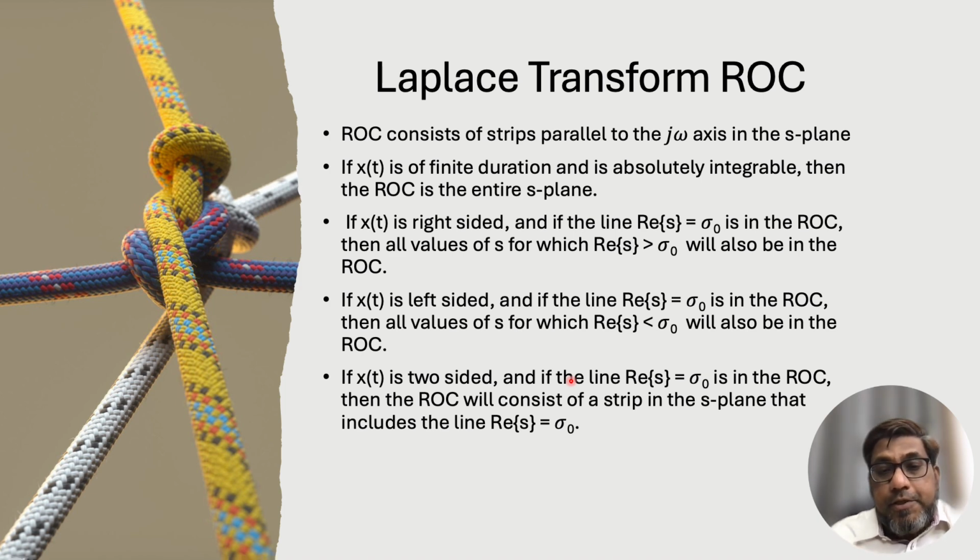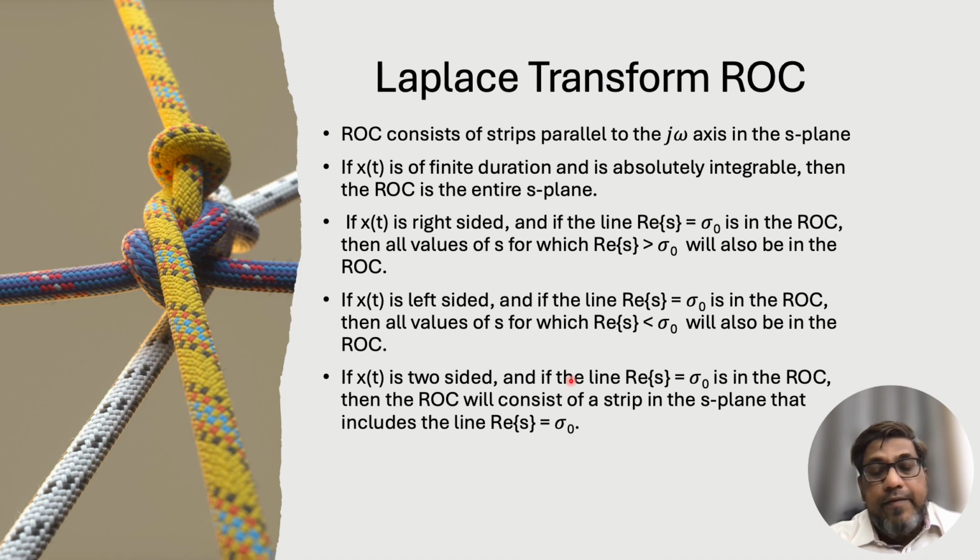Of course, this will be a strip only when the boundary line for the right-sided component is smaller than the boundary line for the left-sided component. Otherwise, there will be no overlap between the ROCs of the right-sided and left-sided components, and therefore there would be no overlap for the overall signal. So therefore there will be no common area where the Laplace integral converges, in which case the two-sided signal will have no Laplace transform.